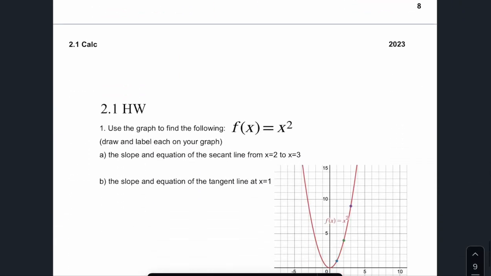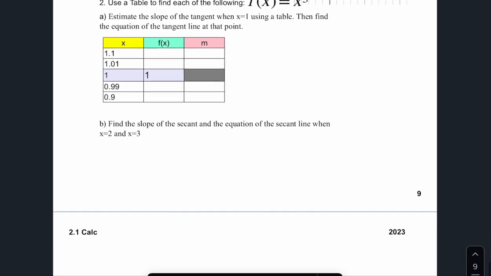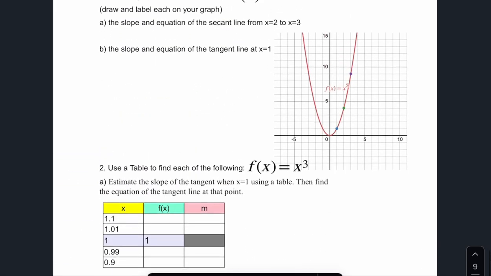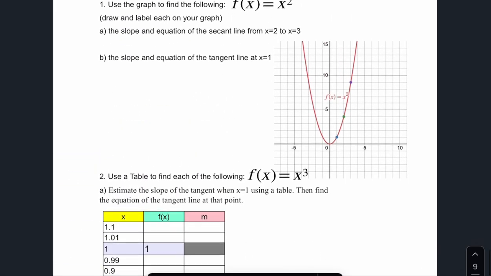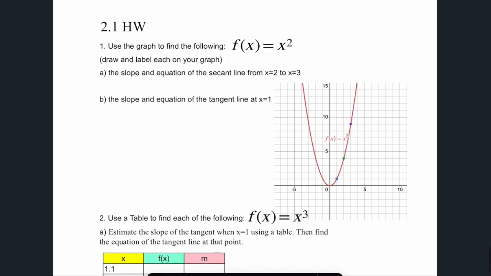Okay. Now, your homework is just those 2 problems you see there. So there you go. Do your thing. And we'll continue this eventually.